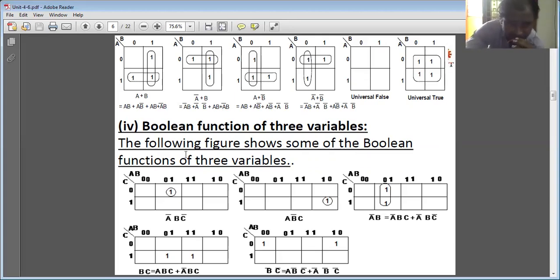Boolean functions of three variables. The following figure shows some of the Boolean functions of three variables.